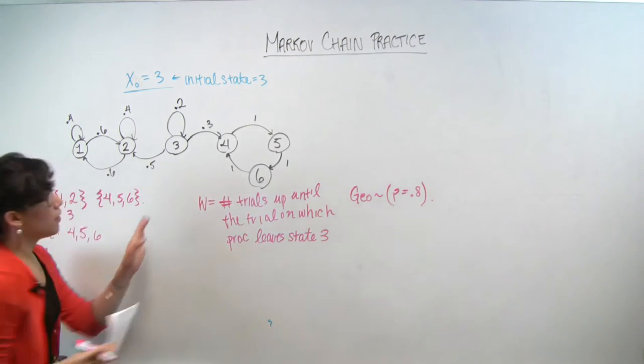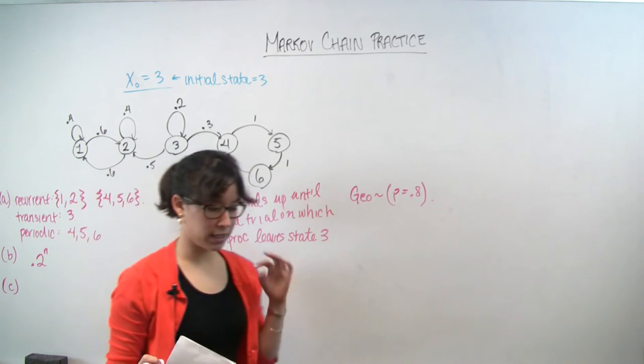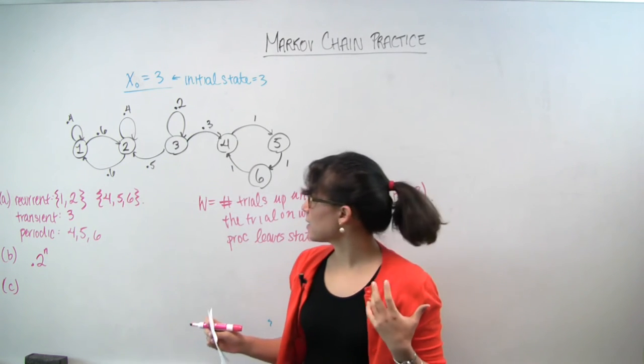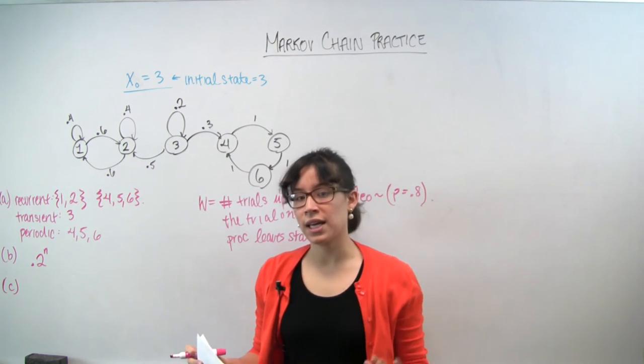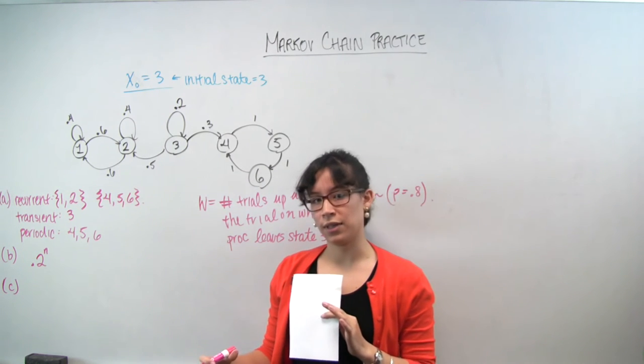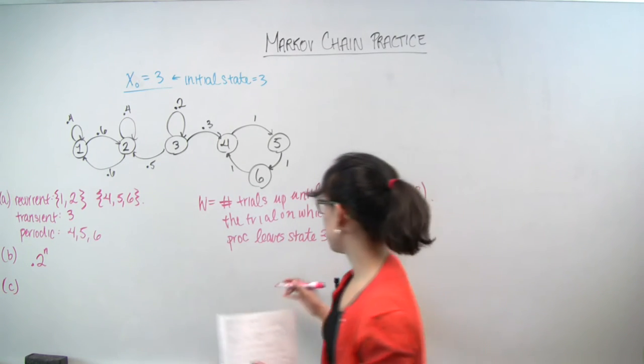Okay, so as I was saying, another way to see this is you start in state 3, and the game we're playing is that in every time step, you flip a coin. If the coin lands tails, you stay in state 3. If the coin lands heads, you leave state 3. Except this coin is not fair, it's biased. So let me write that down.